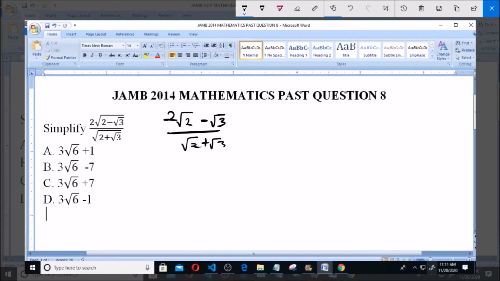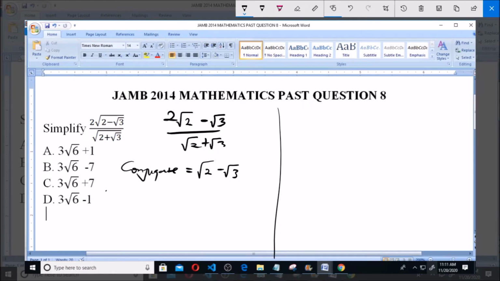Now for us to simplify this, we have to find the conjugate of the denominator. This is the denominator here. So we have to find the conjugate of this denominator, then multiply the numerator and denominator by this conjugate. Now the conjugate of √2 + √3 is √2 − √3. So we just change the sign. Now we multiply the numerator and denominator by this √2 − √3.